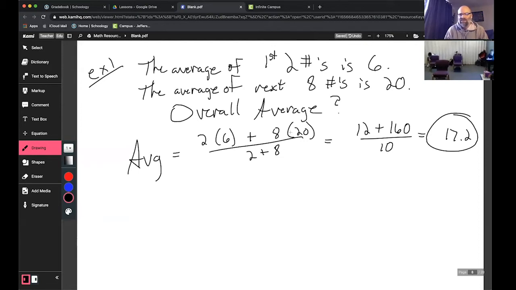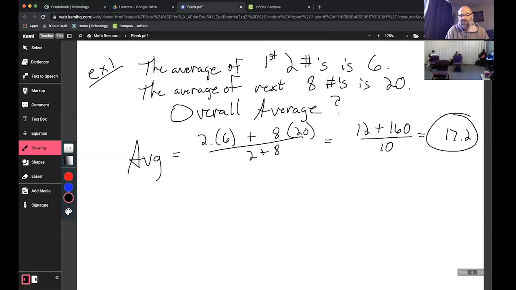Okay, so do you see what I did? I just copied the problem down right here. The average of the first 2 numbers is 6. And then the average of the next 8 numbers is 20. Okay, so what's the overall average?